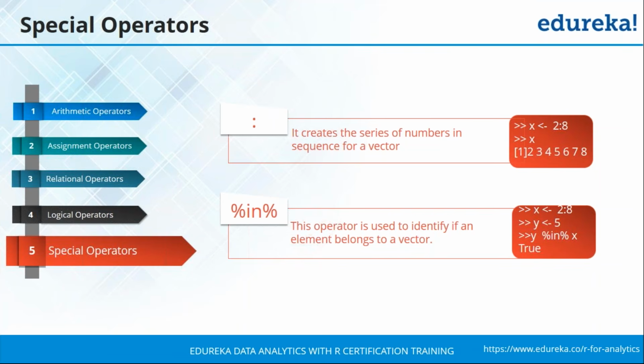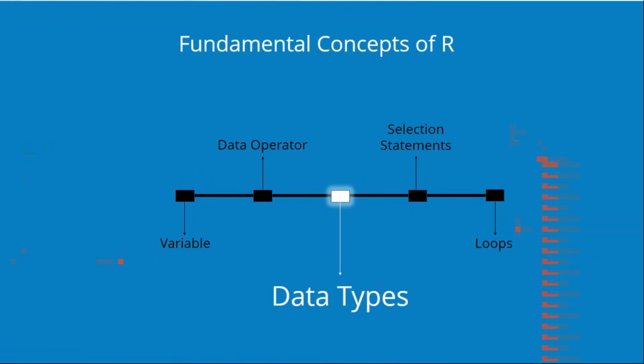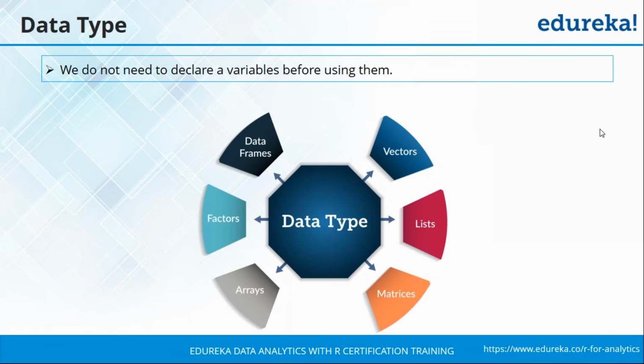So let's move forward to talk about the various data types present in R. There are mainly 6 data types in R. You have vectors, lists, matrices, arrays, factors, and data frames. Vectors in themselves have 6 atomic data types, but we're not going into that right now.